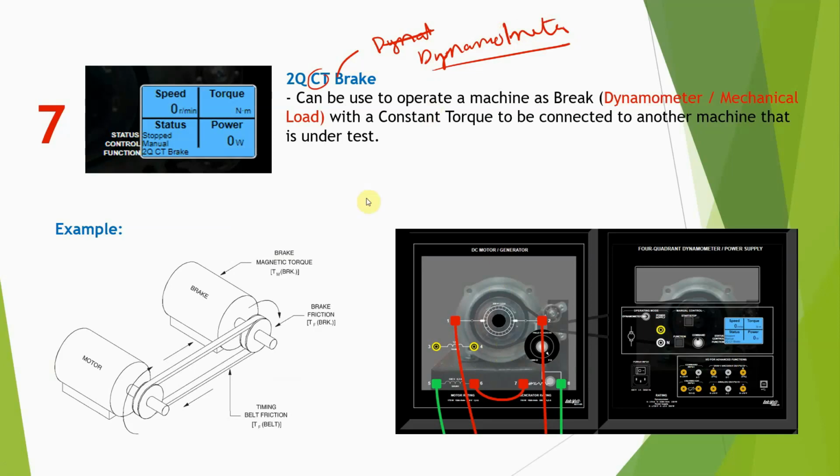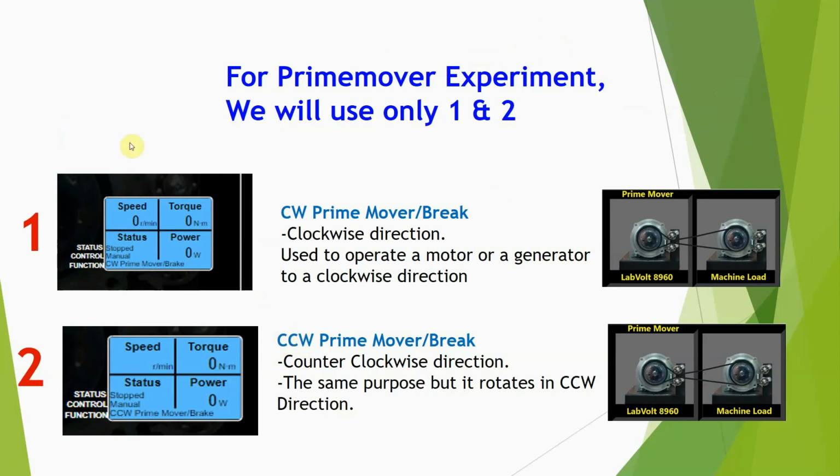If I'm going to use this as a mechanical load for another machine, let's say I have put a DC motor and I want to test how powerful this motor is, I'm going to use this as a brake or as a dynamometer, and this will be the mechanical load of this machine. Now, there are a lot of functions, but for this experiment, we are going to use only number 1 and number 2.